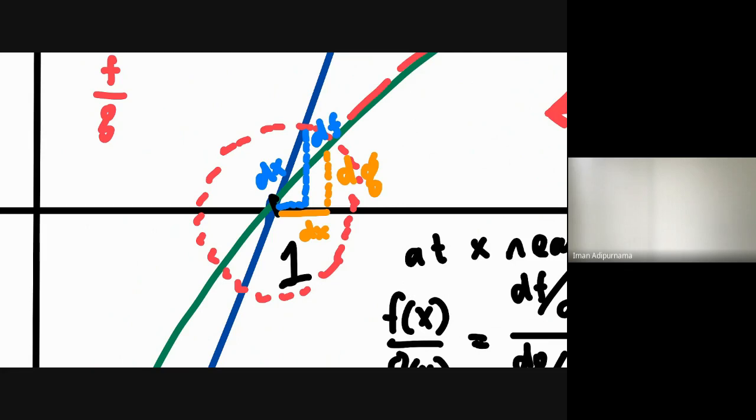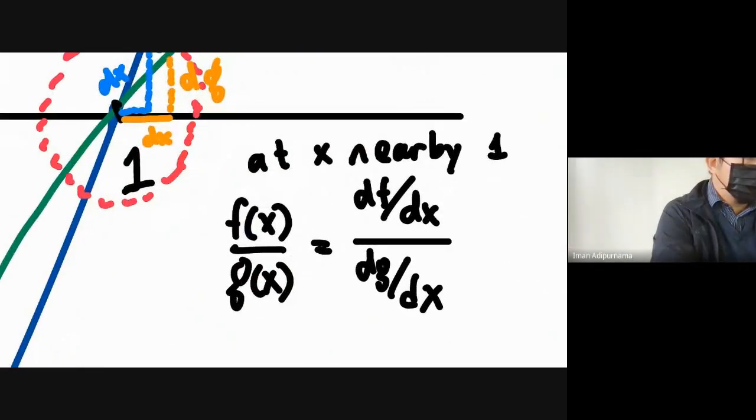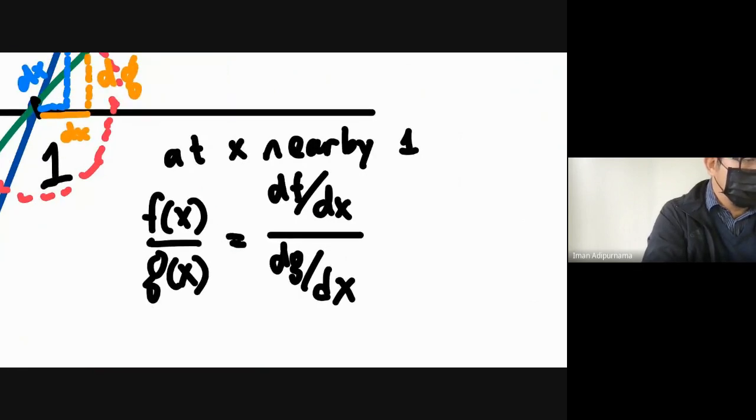So what we can do here is reach our conclusion: if x is approaching the same point that makes f of x equal 0, then we can say this is actually the same ratio as the slopes themselves. That is actually L'Hopital's rule. It came from that phenomenon. So from the graph, we can say it is the same as the ratio of the slopes. This is the slope of f. This is the slope of g.